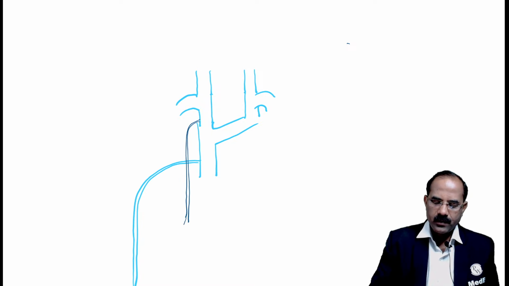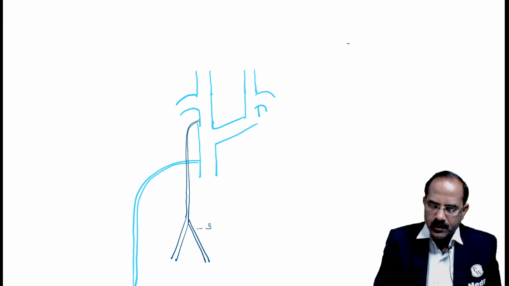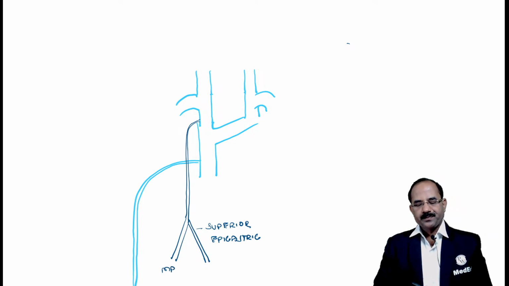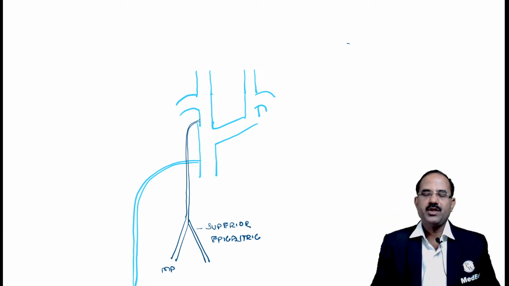And this internal thoracic vein is formed by two veins. One is the superior epigastric, and the other one is the musculophrenic. So the internal thoracic vein is in front, and the azygous vein is at the back.